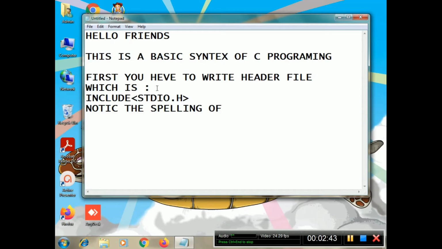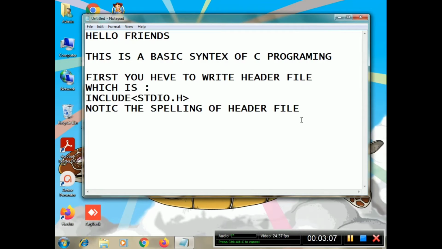Okay, and one more thing, notice the spelling of stdio. It is very important. Do not make a mistake in this. If you make a mistake here, your program is not going to run. So please remember the spelling properly.